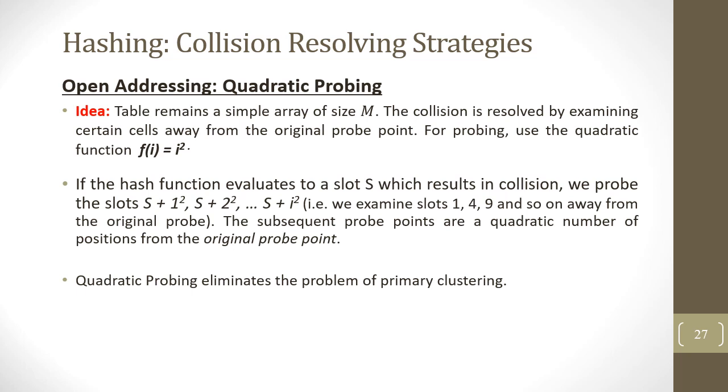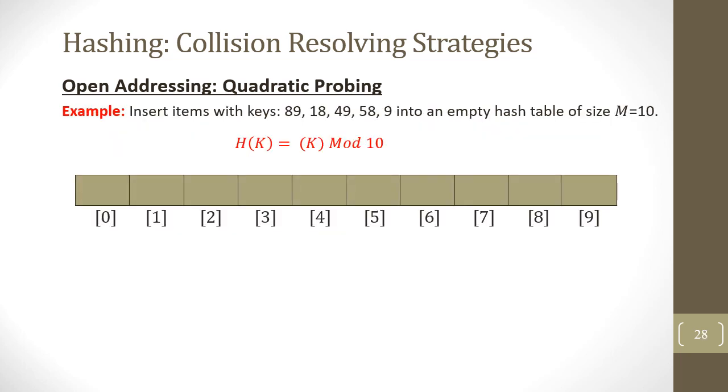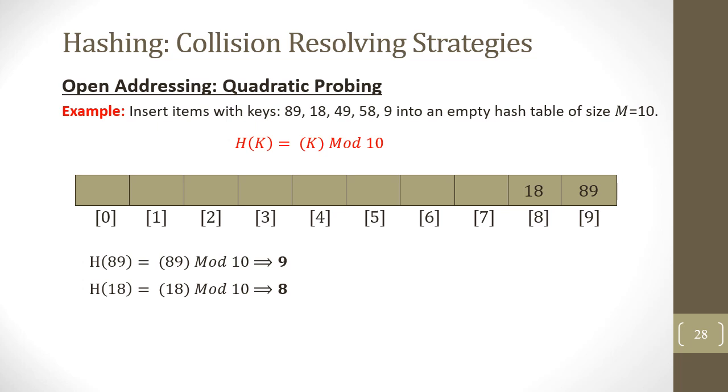Quadratic probing eliminates the problem of primary clustering. Let's use quadratic probing in this example to insert the 5 keys given in the empty hash table of size 10. To start off, we take 89 and 18 and take mod of both, which is 9 and 8. Since the 8th and 9th locations are free, we place 89 and 18 in their respective slots.